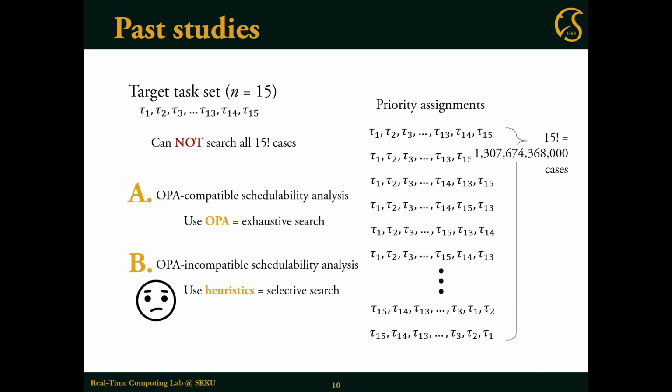This is a big problem for Group B since, first of all, as you have seen in the prior example, it could have done better with an exhaustive search. And secondly, heuristics are selectively choosing priority assignments according to their simple algorithms. In this paper, we use machine learning to help out OPA-incompatible schedulability analysis by finding priority assignments that are schedulable but were not selected by the heuristic priority assignments.